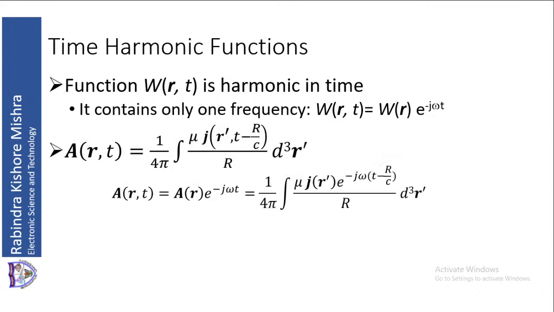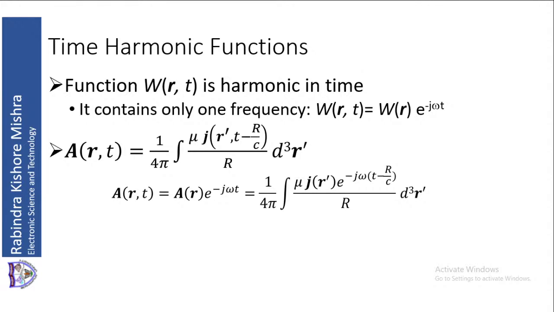Now if we consider this to be a time harmonic function, then the time part of A(r,t) will be of the form exponential minus j omega t. So A(r) into exponential minus j omega t is equal to 1 by 4 pi, which remains as it is. Then integration over volume of mu J(r dash), which is the space part. Then the time part will be exponential minus j omega into t minus R by c, because R by c is a time term. That will be in the numerator, and the denominator will be R.